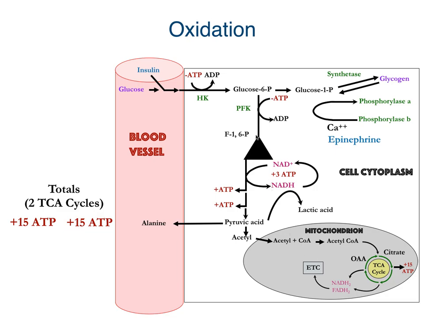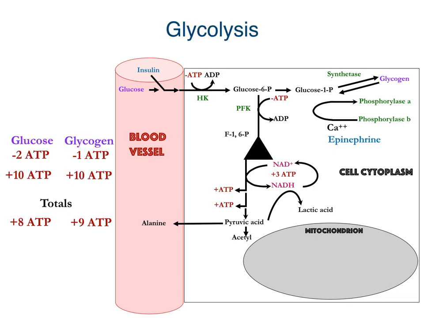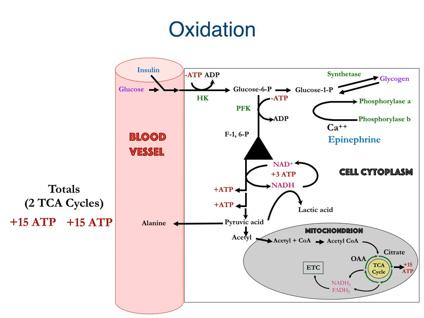Now remember, back here we had 2 branches. Each branch produces 1 TCA cycle. So overall, we have 2 TCA cycles from one molecule of either glucose or glycogen, and this gives us an additional 30 ATP. That's key. 2 Krebs cycles from one molecule of either glucose or glycogen. So when we put that all together, we have 30 ATP from oxidation with our initial 8 or 9 from glycolysis. That gives us 38 or 39 ATP total at the end of oxidation.